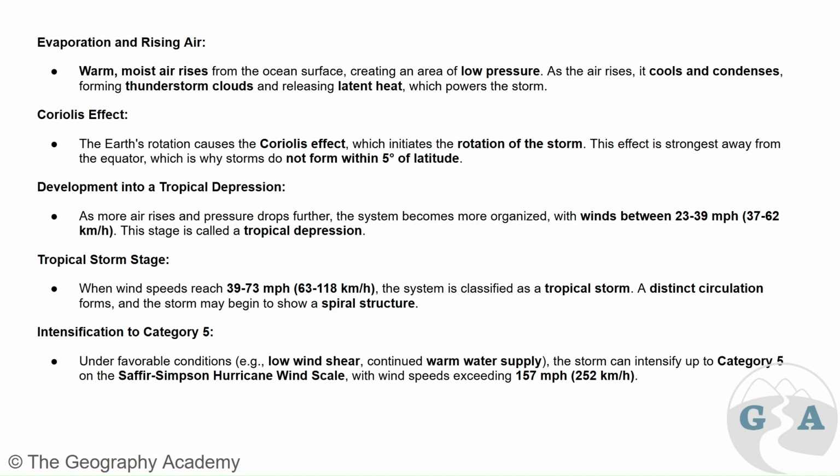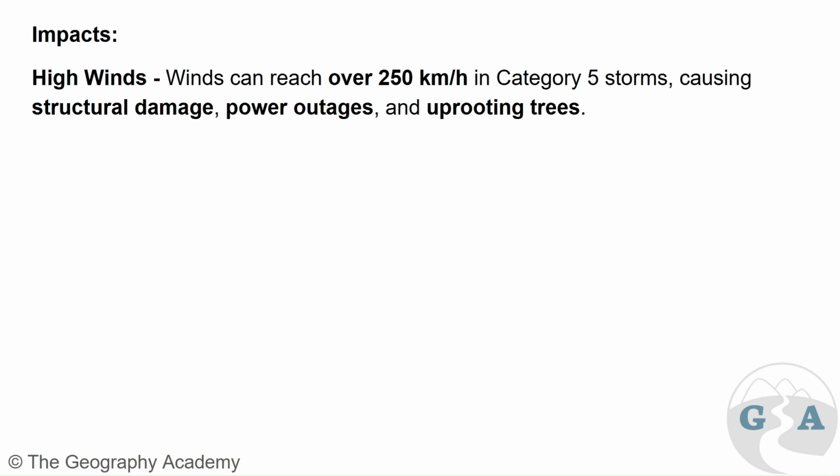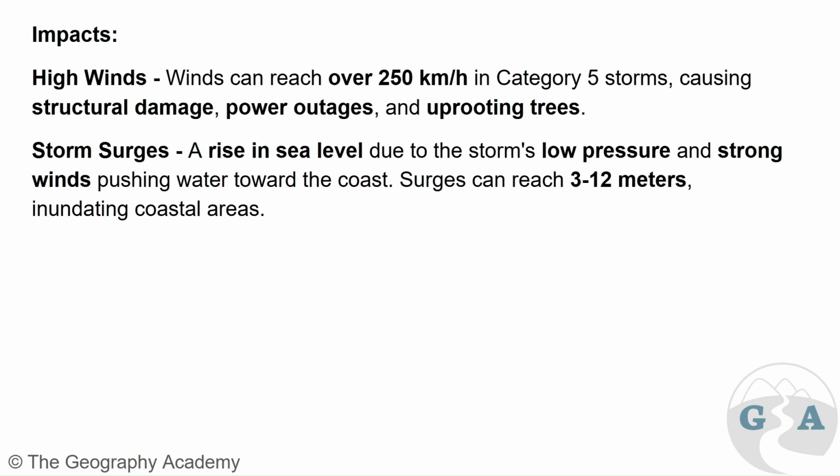So all of this is measured on the Saffir-Simpson hurricane scale, which goes up to a category 5, which is anything 252 kilometers an hour plus. These extreme winds can cause a lot of damage. High winds are the first threat that come with the tropical storm: structural damages, power outages, and uprooted trees. We can see storm surges increasing and causing huge coastal flooding and lots of damages along there.